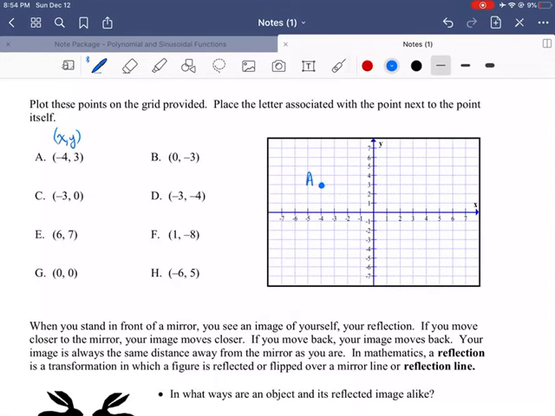Okay, let's find B. Well, B is 0 on the x-axis and -3 on the y-axis. So we don't actually have to go left or right. We're just going to go down to -3, and we'll call that B. C is at -3 on the x-axis, so let's go to -3 on the x-axis. And then it's at 0 on the y-axis, so we don't have to go up or down at all. So we just put a dot there, and we'll call that C. D is at -3, -4, so -3 on the x-axis, and -4 on the y-axis. And see where they intersect. There it is.